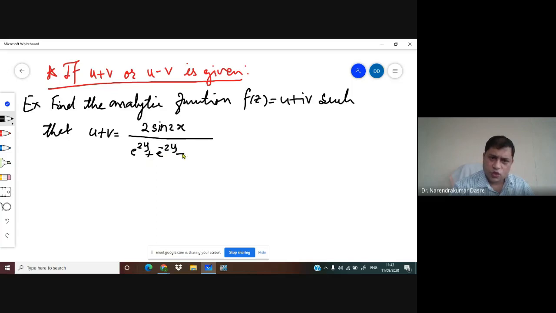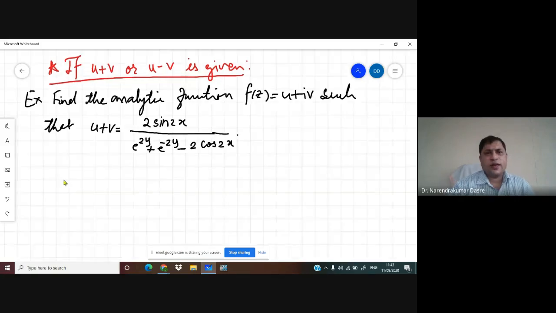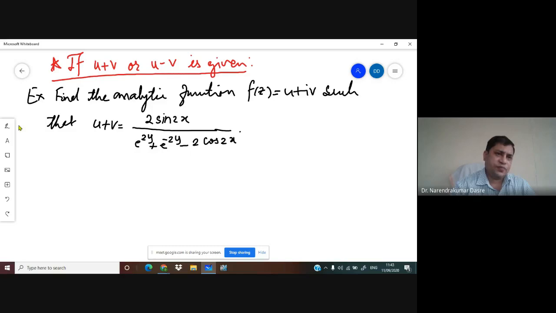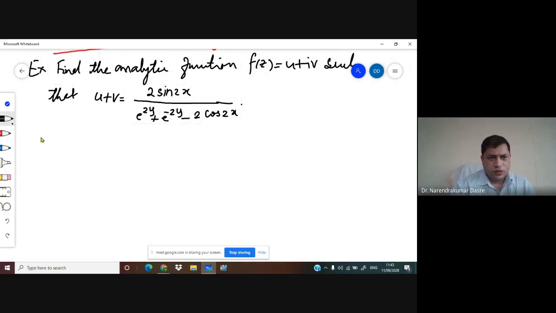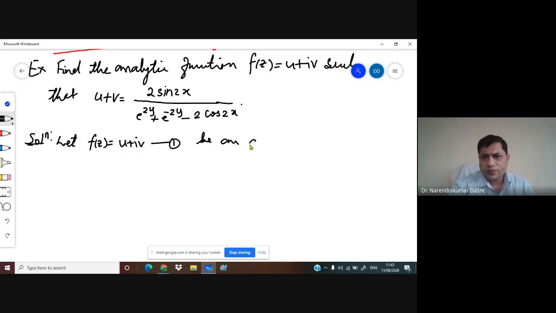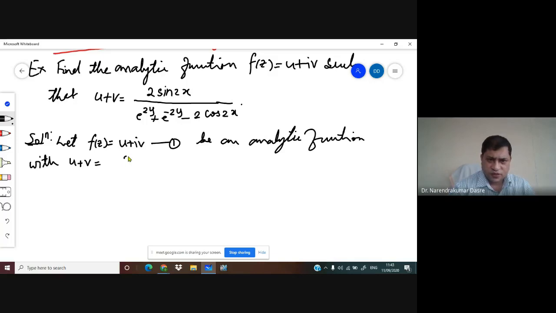Okay, so let us see the algebraic sum, if U plus V or U minus V is given. So today we have to see what happens if the sum of the real and imaginary part is given. Okay. So now we'll try to have a question on this. So we'll go with the example.